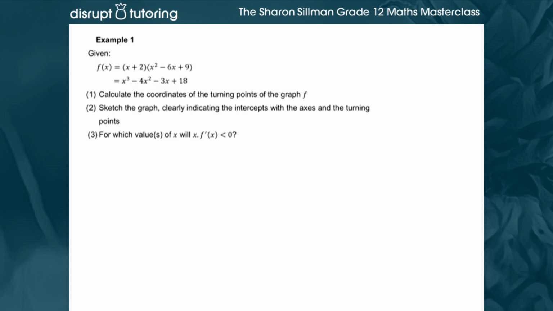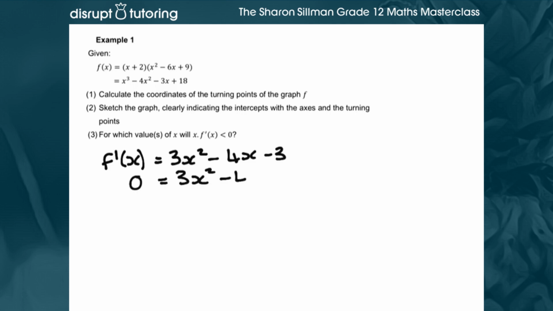Okay, we have the function given here, f of x, and notice that they have given us the simplified version of it, an almost factorized version of it before it's been multiplied out. First step, calculate the coordinates of the turning point of the graph f. So how do we usually find the coordinates of the turning point? We first need to find the derivative function. We make that equal to 0 because we know that the gradient of the tangent at the turning point would have to be 0.